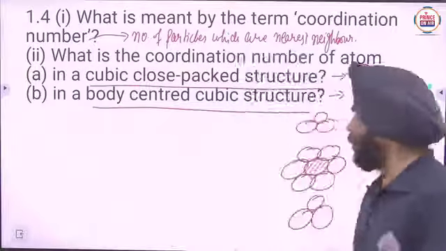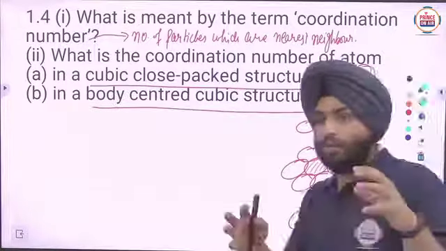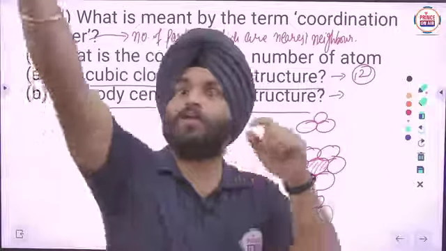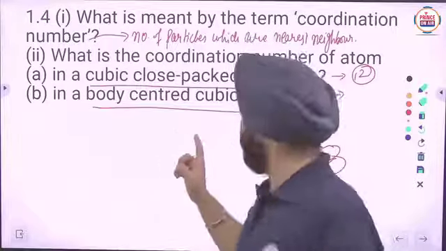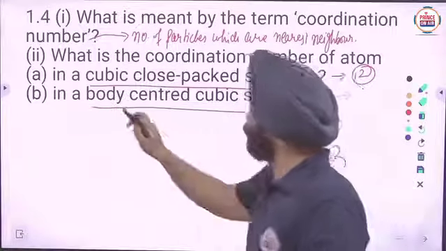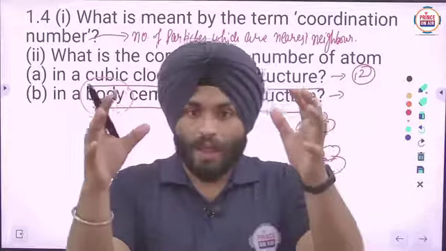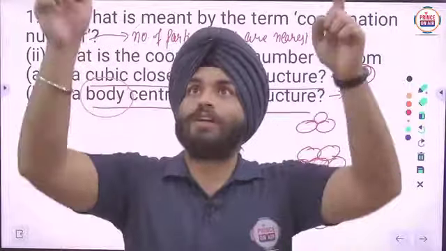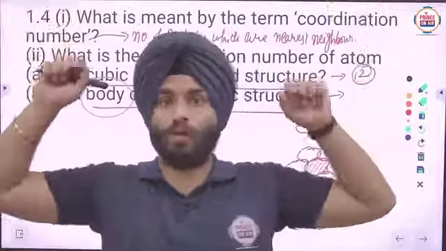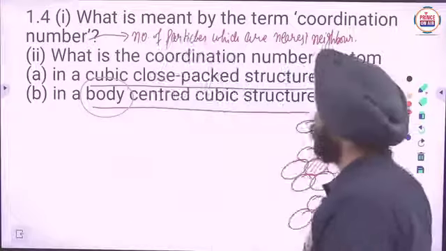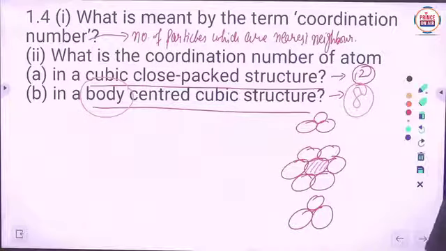In that case, the particle at the center of the body will touch the 8 corners. We were not considering FCC here. In body centered, the particle is at the center of the body and it touches the corners. 8 corners: 1, 2, 3, 4, 5, 6, 7, 8. So its coordination number comes out to be 8 here.